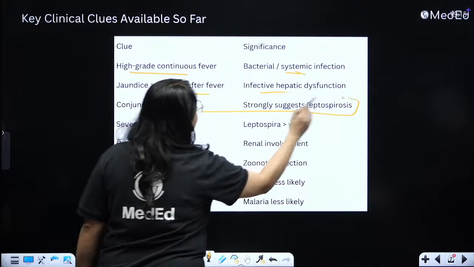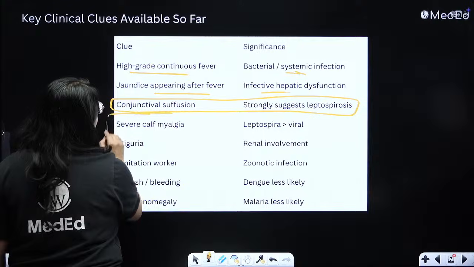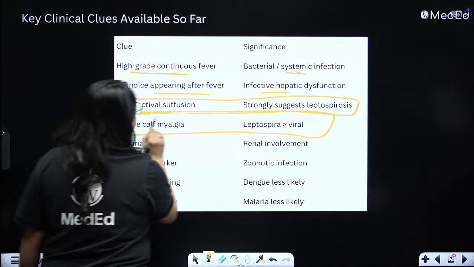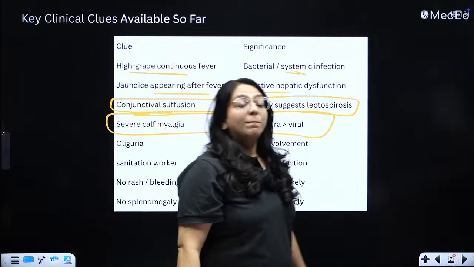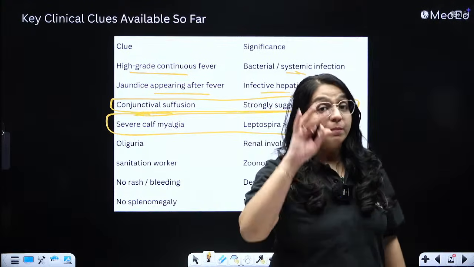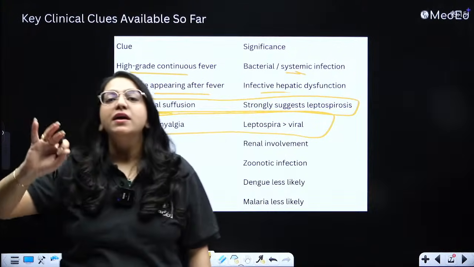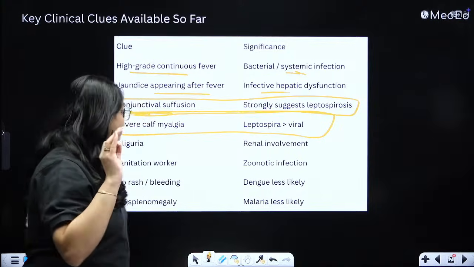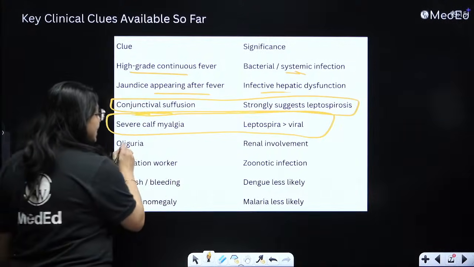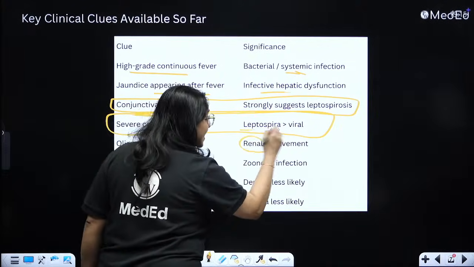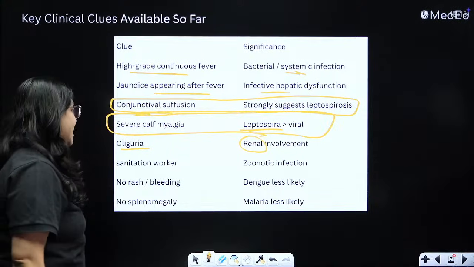Conjunctival suffusion strongly suggests leptospirosis, and severe cough and myalgia also tell you that this is probably leptospirosis compared with viral. But this is just an indication. We cannot get biased at this point because everything needs to be proven microbiologically. Oliguria is telling me renal involvement is there, which again suggests leptospirosis.